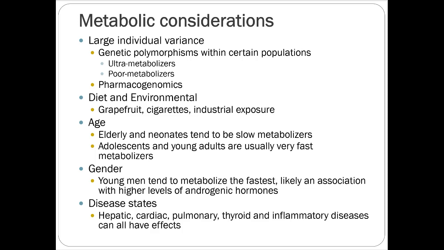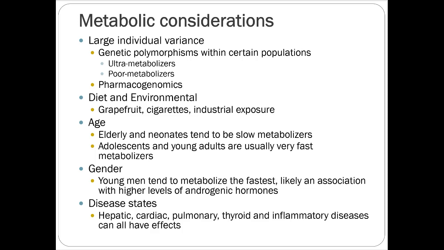Diet and environmental factors: certain things can increase enzymatic activity. Grapefruit juice can increase enzymatic activity. Cigarette smoking can actually increase enzymatic activity for some reason. Industrial exposure, again, we don't really care a lot about that. Age: elderly and neonates are going to be slow metabolizers. Adolescents and young adults are going to be the faster metabolizers. That probably is pretty common sense.